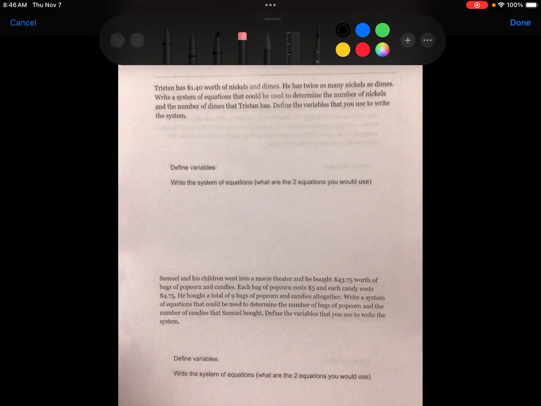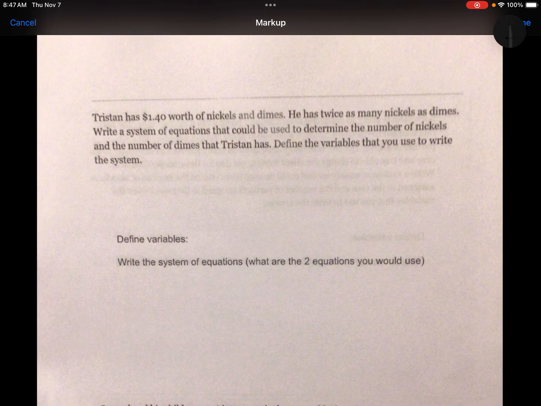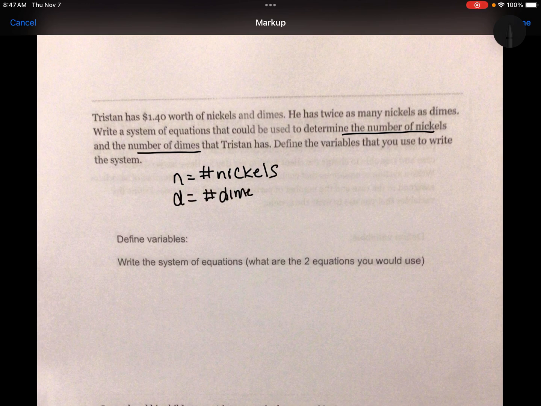We have nickels and dimes, all right? So he has $1.40 worth of nickels and dimes. Twice as many nickels as dimes. Write a system that can be used to determine the number of nickels and the number of dimes. So N is going to be number of nickels. D is going to be number of dimes. And then I have to set this up. So he has a total of $1.40, okay? So nickels are worth 5 cents. So when we write nickels, we have to write them as we would in dollars. So 0.05N, because each nickel is 5 cents. And dimes are 10 cents, so that's 0.10D equals $1.40.